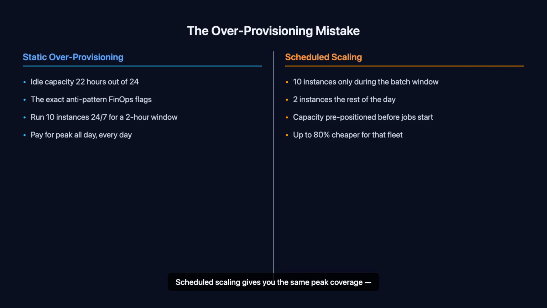Scheduled scaling gives you the same peak coverage, 10 instances during the batch window, and then drops back to 2 the rest of the day. Same resilience during the spike, up to 80% cheaper for that fleet. When a known pattern exists, static overprovisioning is almost never the right answer.